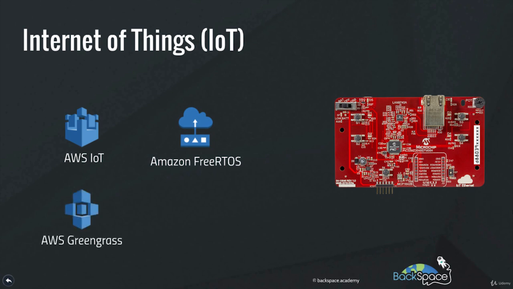AWS Greengrass is software that lets you run local AWS Lambda functions and messaging, data caching, sync, and machine learning applications on AWS IoT connected devices. AWS Greengrass extends AWS services to devices so they can act locally on the data they generate while still using cloud-based AWS IoT capabilities.